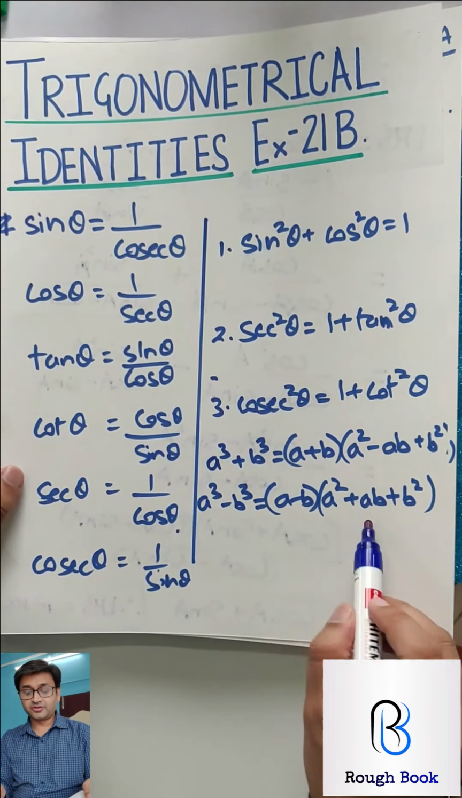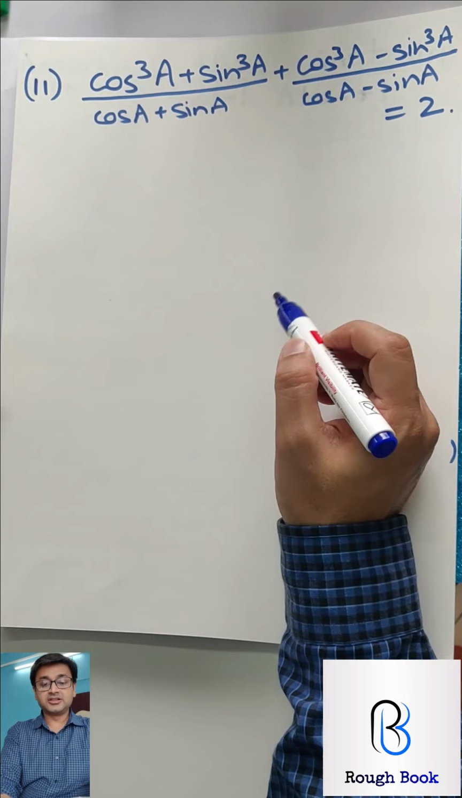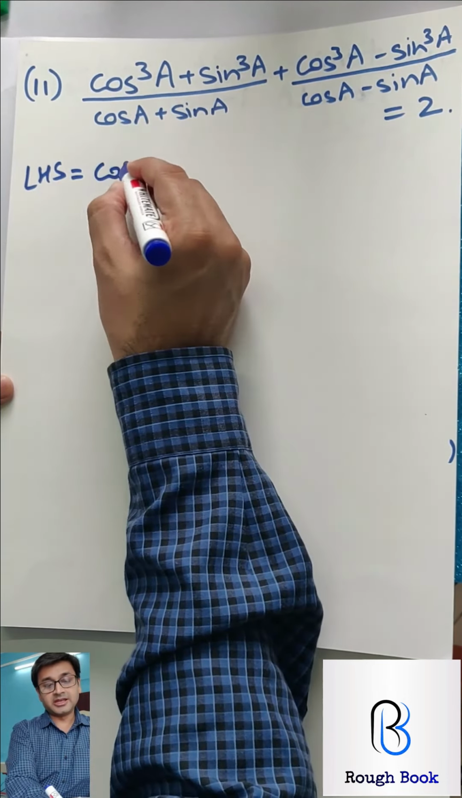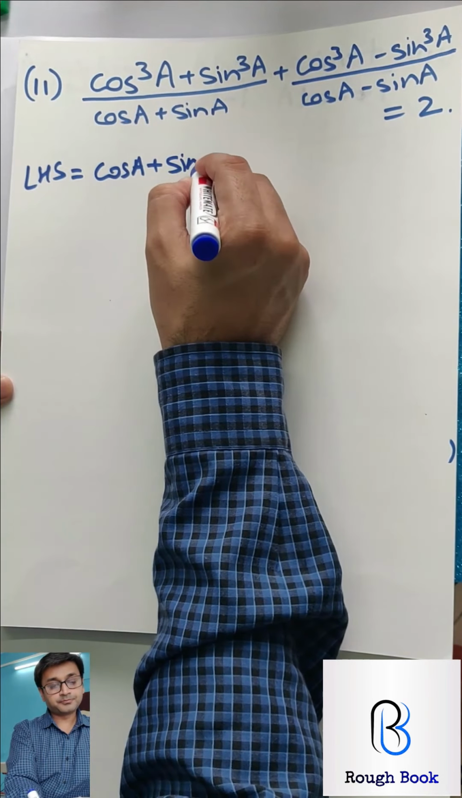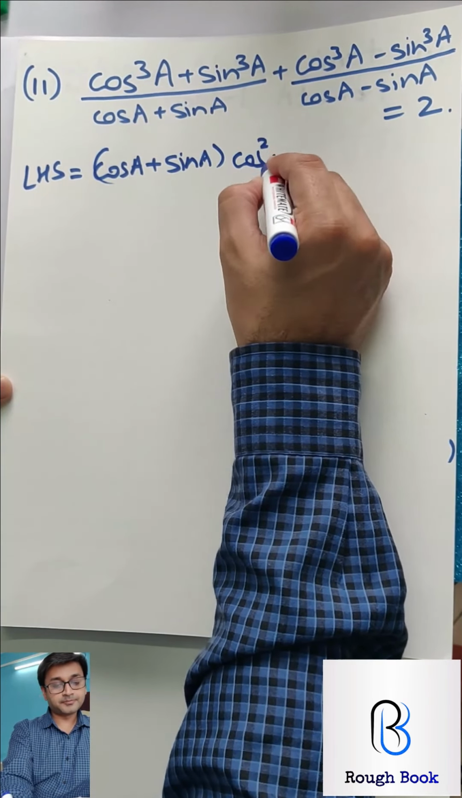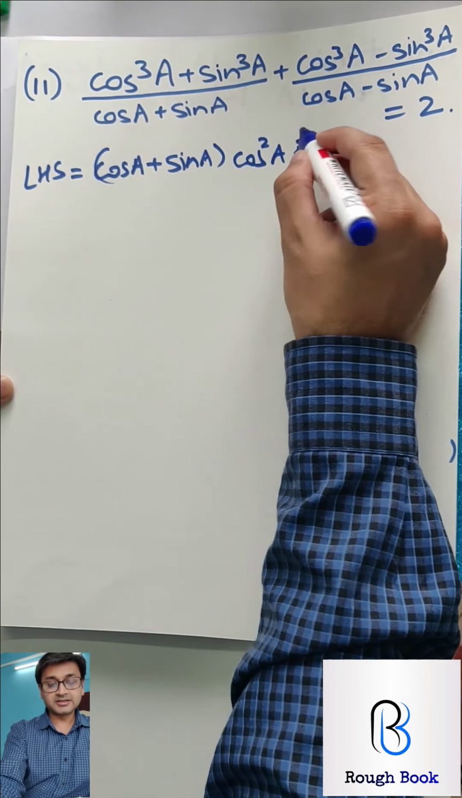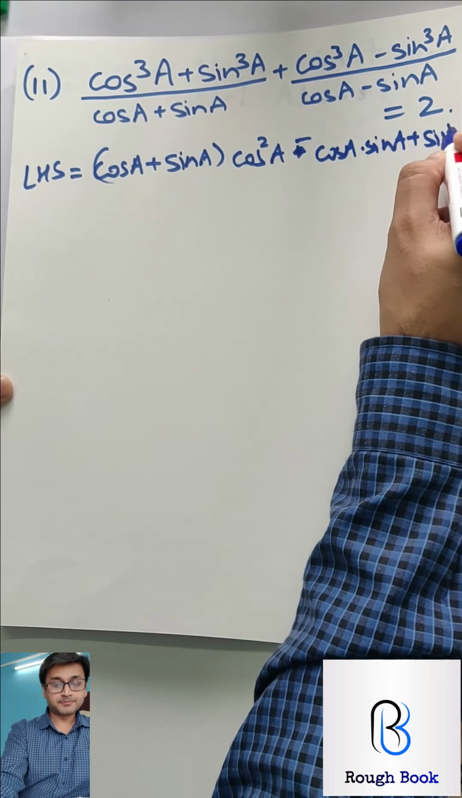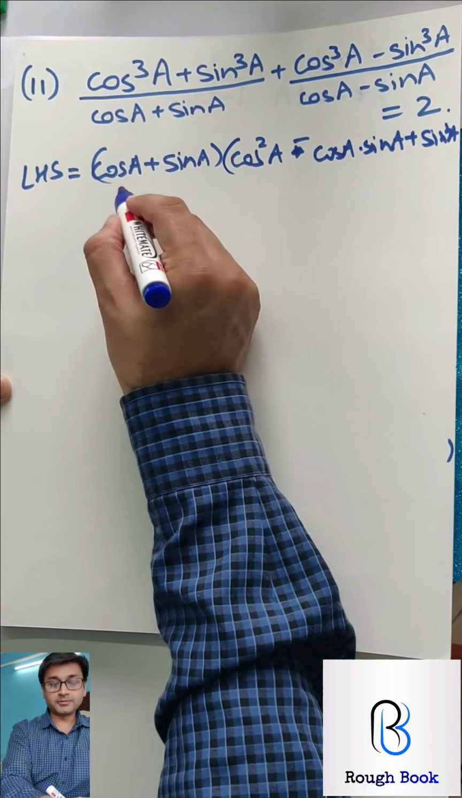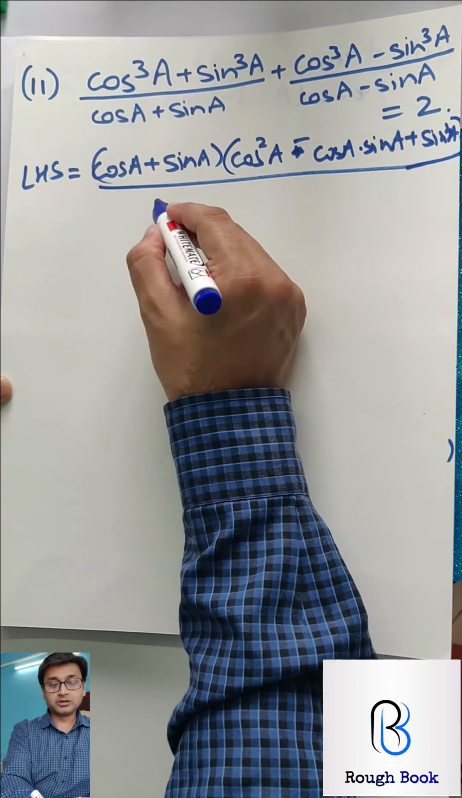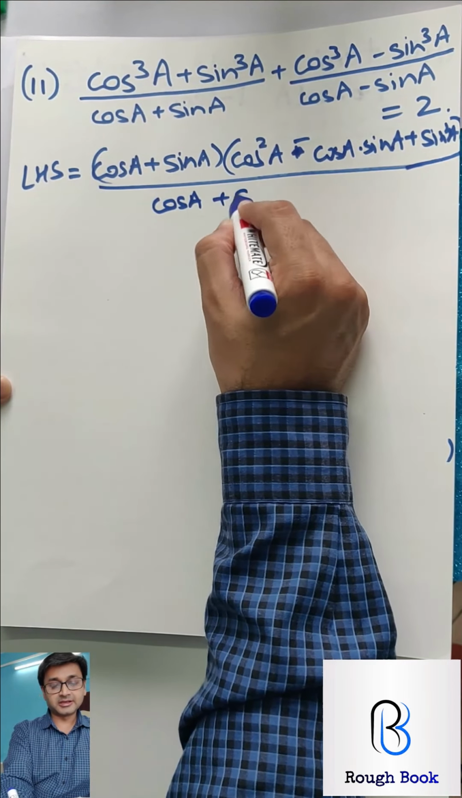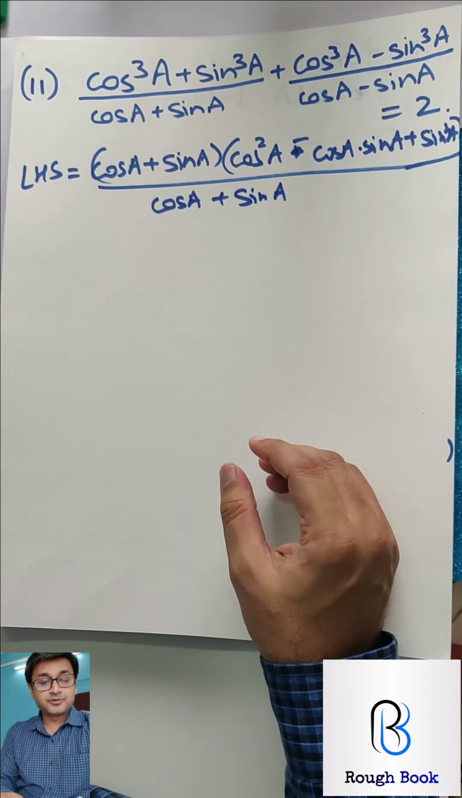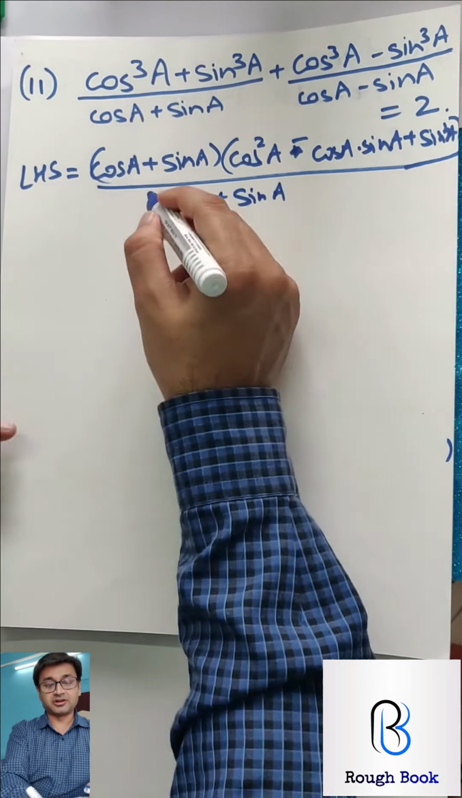You are going to apply these formulae for these two parts, and gradually you will achieve 2. So come on, try it. For this one, it will be a plus b into a square minus ab plus b square, the whole thing in brackets, upon cos a plus sin a. I hope you managed to get this much for sure. This helps you to cancel this cos a plus sin a straight away.